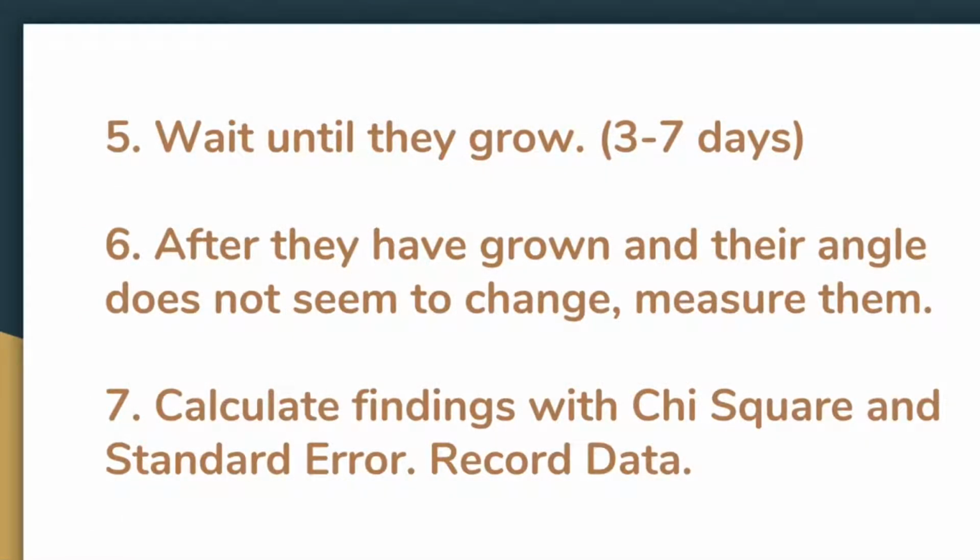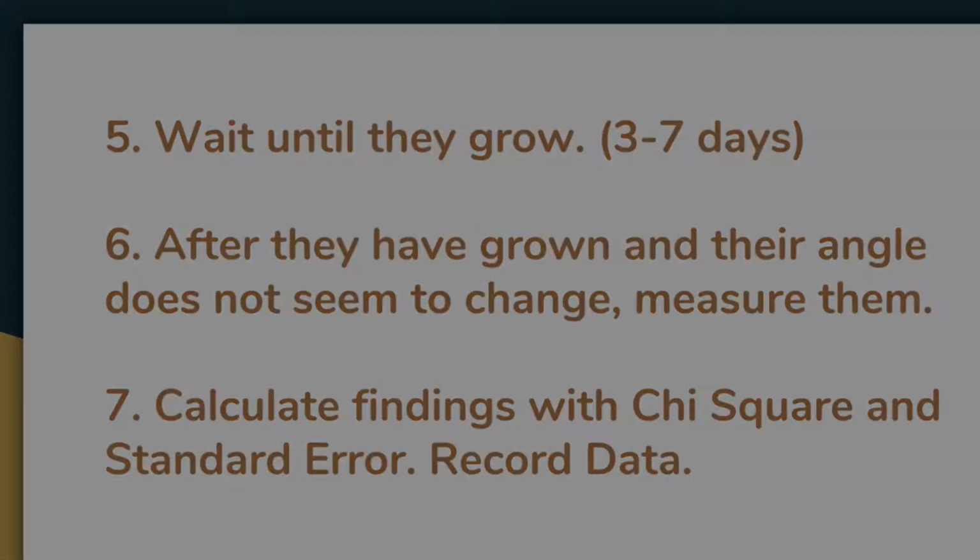Step number 5, wait until they grow. Step number 6, after they have grown out and their angle does not seem to change, measure them. Lastly, perform chi-square and standard error. Record data and calculate changes.